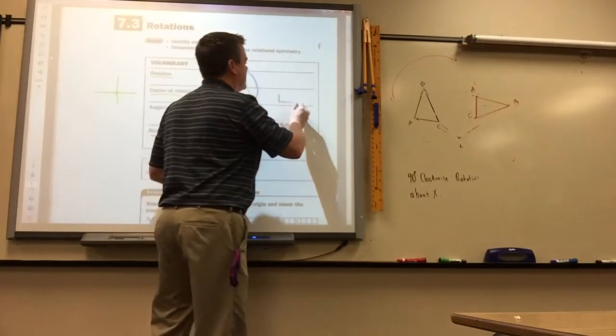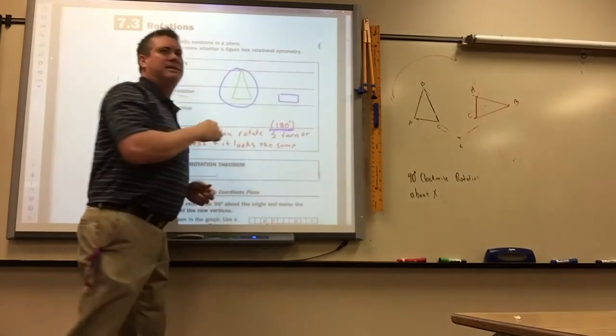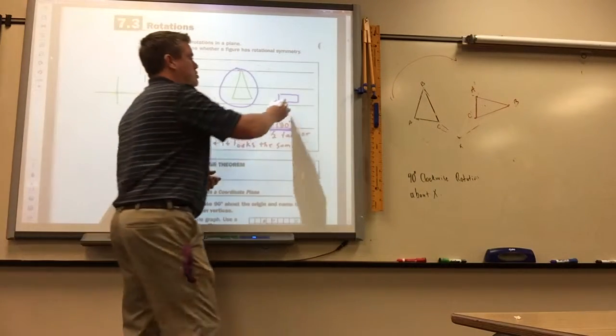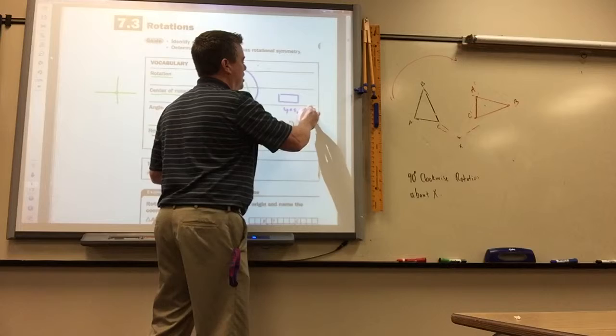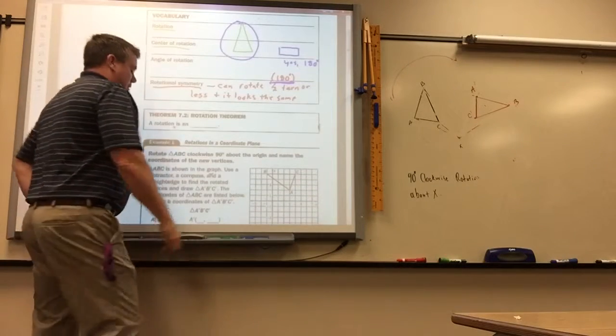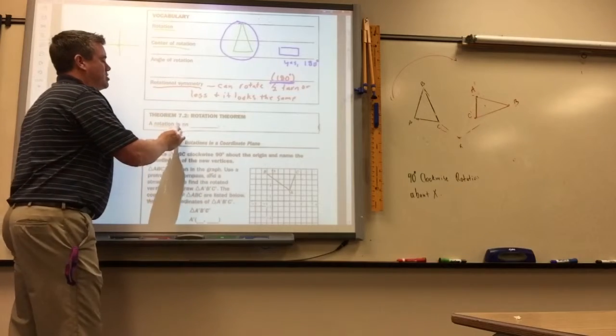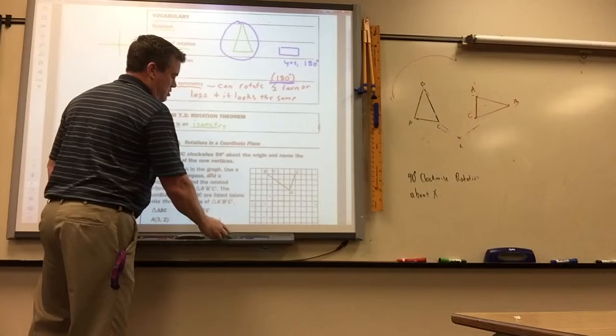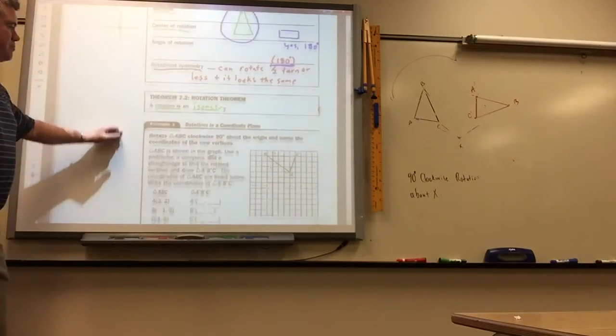A rectangle, does that have rotational symmetry? Yeah. How much? Half a turn. So this would be yes. It's just 180 degrees. Okay, once again, a rotation is an isometry. It won't change size or shape.